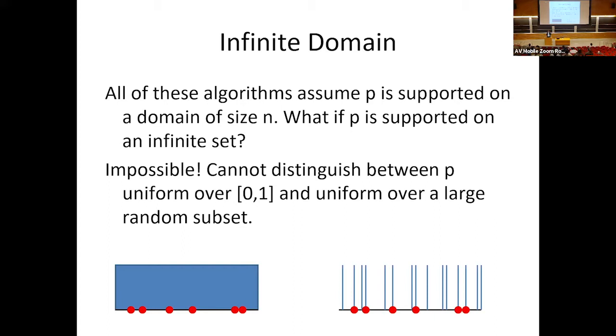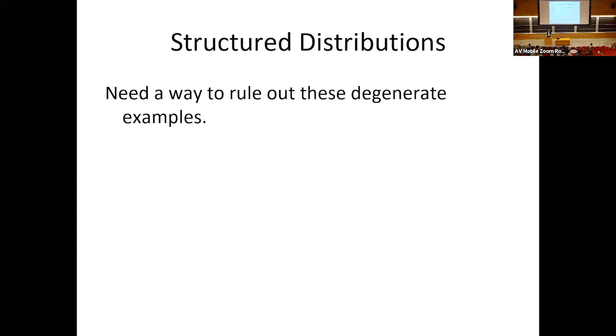And so where does this leave us? If we're actually looking at distributions over an infinite set, can we just not hope to solve even basic distribution testing problems? Well, maybe we can if we have a way to rule out these degenerate examples. I mean, you don't expect that people's distributions over weight will be some discrete distribution over some weird random subset. You expect that it's going to be some kind of continuous thing.